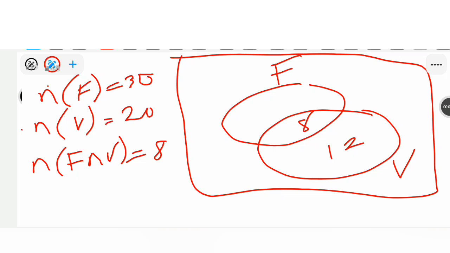Then the whole circle of F is 30, as you can see from here, NF. So this is supposed to be 30 minus 8, that will be 22. So this is what you have. This is what you're going to use to answer the question. So let's go to the questions now.